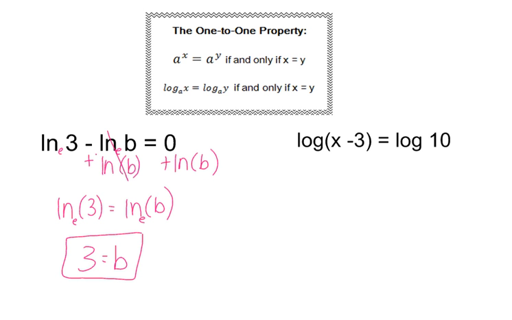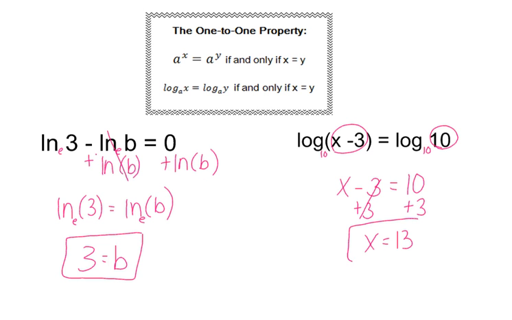Last one for real this time. For our one-to-one property, log of x minus 3 equals log of 10. Do I have like bases here? Yes, remember a common log is base 10. So those can go away. I can just set what I'm taking the log of equal to each other. In other words, x minus 3 equals 10. Easy peasy, solve for x. x equals 13. So that's how we use the one-to-one property.